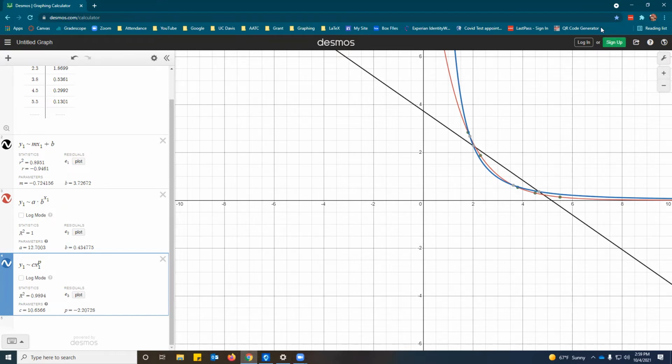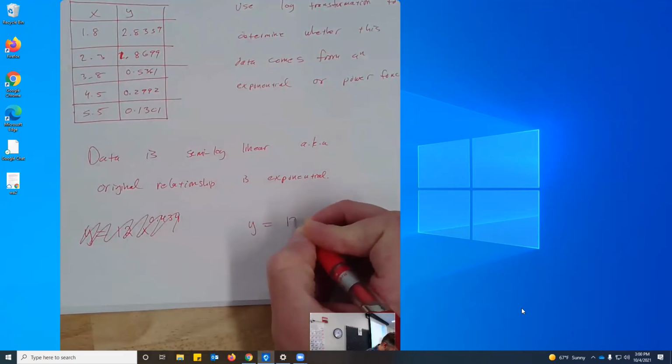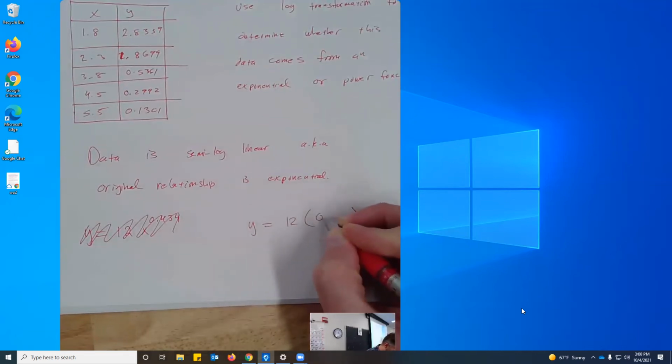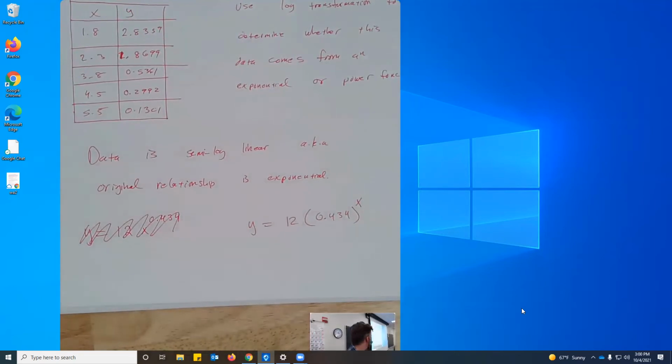Oh, except I wrote it the wrong way because I wasn't paying attention. Right, that's a power function. We said it was, you guys keep doing this thing, right? That's a power function that I just crossed out because X was raised to a power, but we said it was exponential and I should have listened. It really should have been Y equals 12 times 0.434 raised to the X power. And that's kind of it.